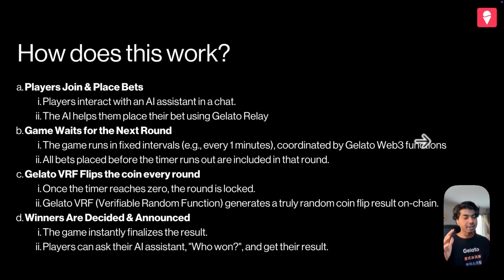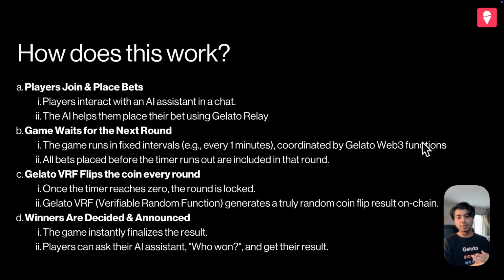So let's see how this actually works. Firstly, players spin up the AI agent locally on their computer. Players join and place bets, and that's how they join, by spinning up the server locally and connecting to Inksapolia, to the contract itself. Then players interact with the AI assistant in the chat, and the AI helps them place their bet using Gelato Relay, and the game waits for the next round.